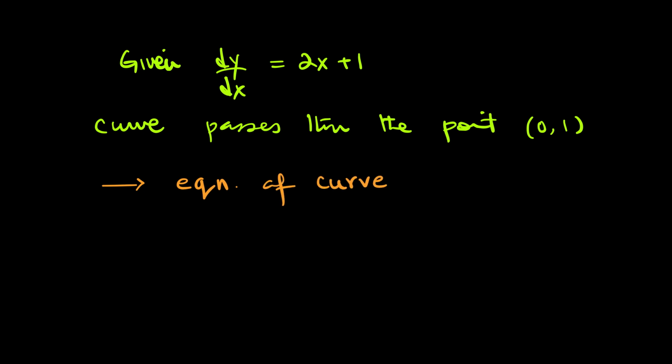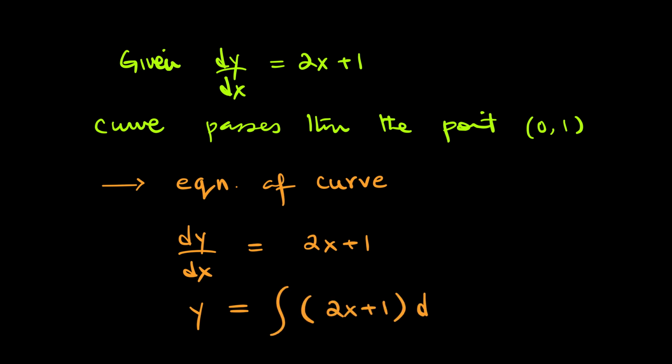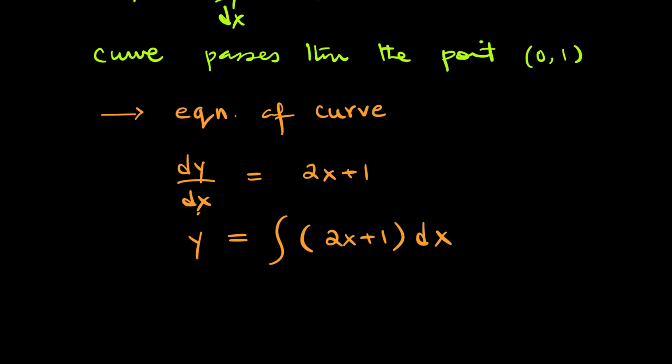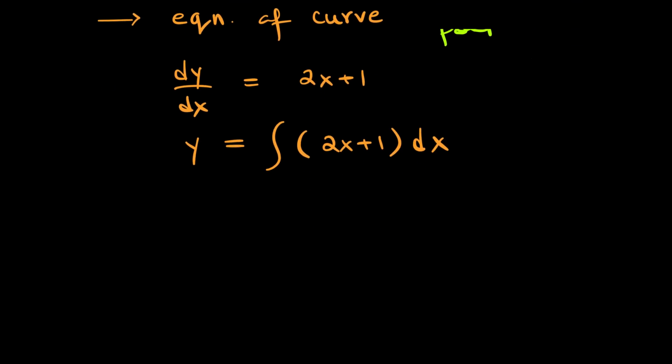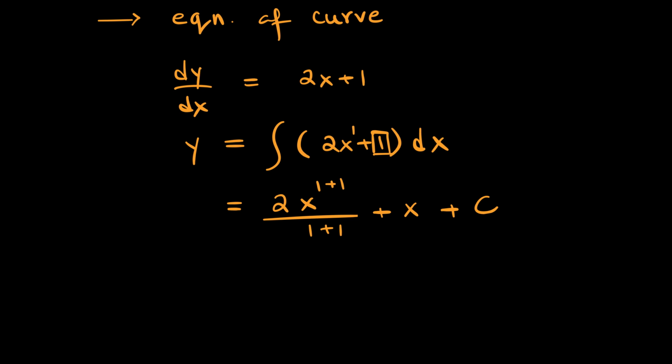So what we do is that we write dy by dx is equal to 2x plus 1. And all of a sudden we write y is equal to the integral of 2x plus 1. Now why do I say all of a sudden? Because in basic integration the logic is not explained. Now let's integrate each term. 2 remains as it is. Power of x is 1. The power is increased by 1. Divide by the new power. This constant 1 becomes x plus a constant of integration c.